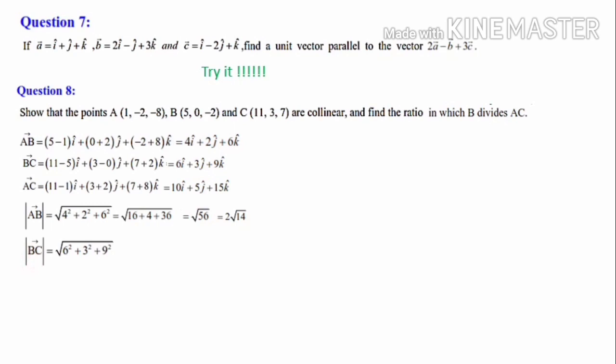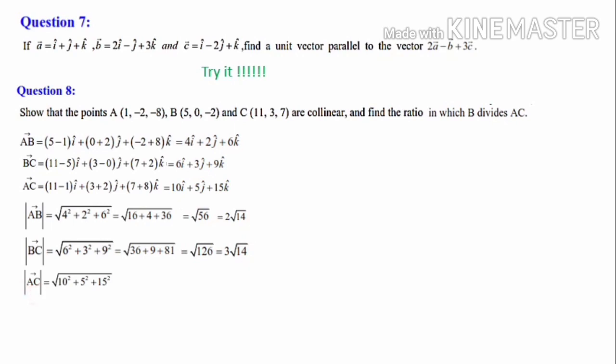Modulus of BC is root of x square plus y square plus z square, that is root of 6 square plus 3 square plus 9 square, that is equal to root of 36 plus 9 plus 81. 9 square is 81. That is equal to 126. 126 we can write as 9 into 14. When 9 comes out of the square root, it is 3 root 14.